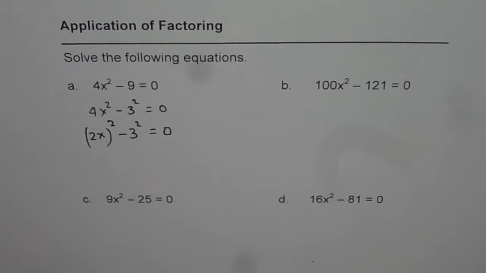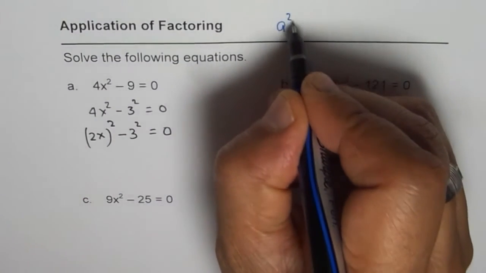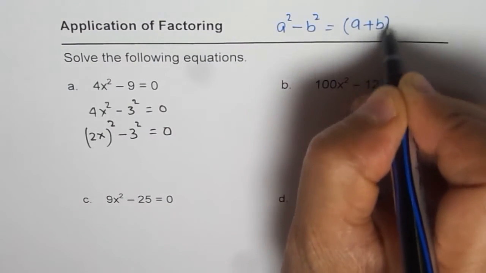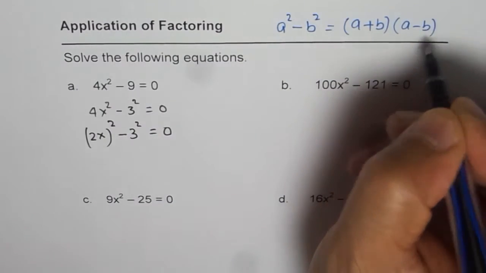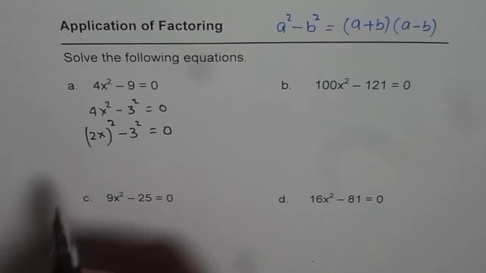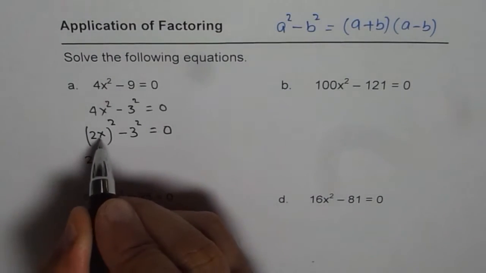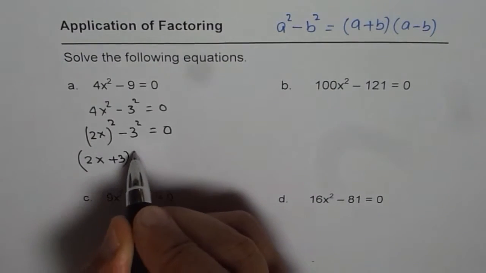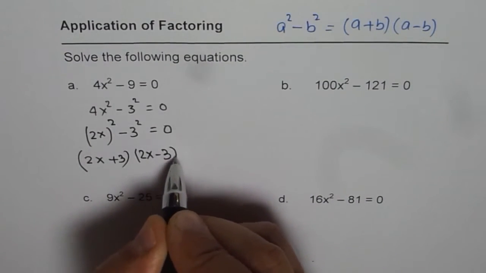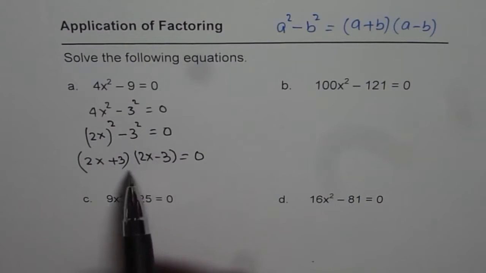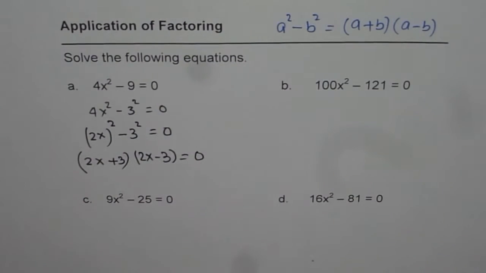We learned that if we have a squared minus b squared, we could factor this as (a plus b) times (a minus b), right? So a in this case is 2x, and b is 3. So we could write this as (2x plus 3) times (2x minus 3) equals 0, right? So that is how you can factor it. If you want to check, you can expand and check, correct?